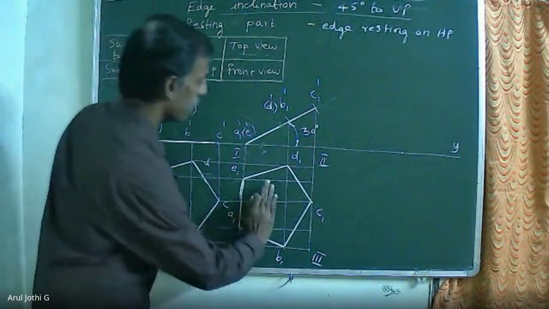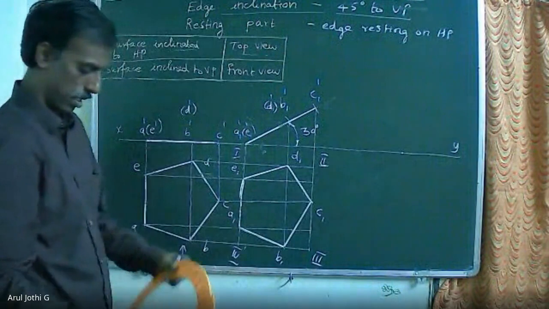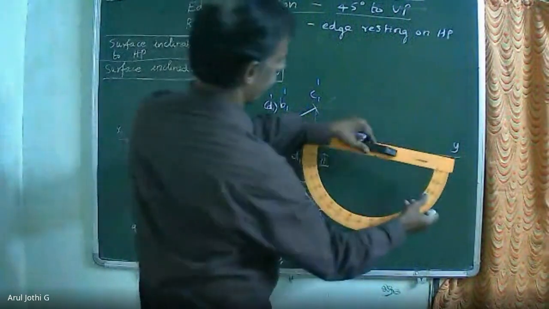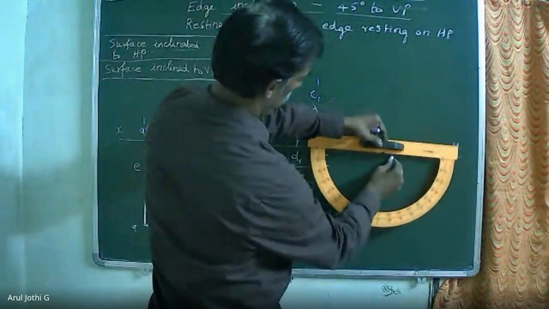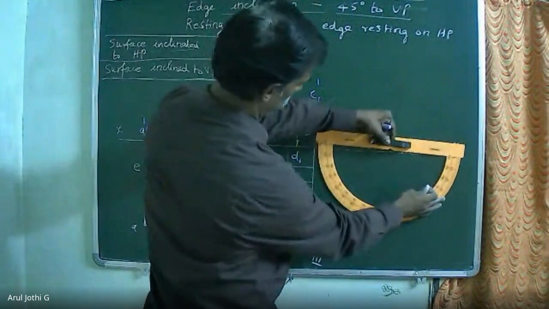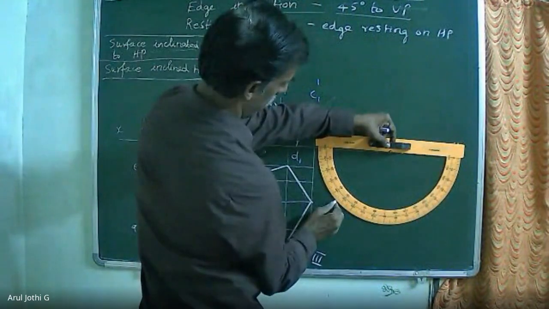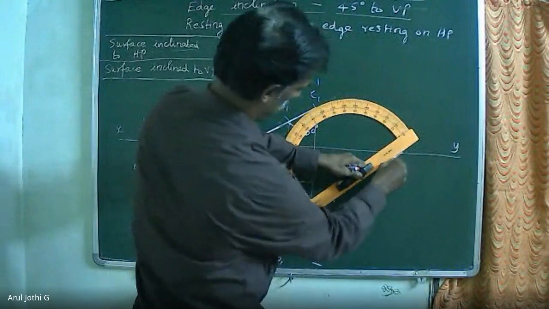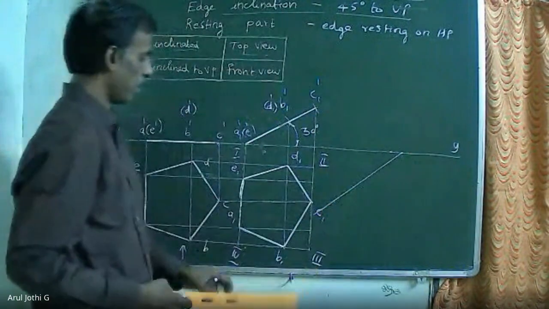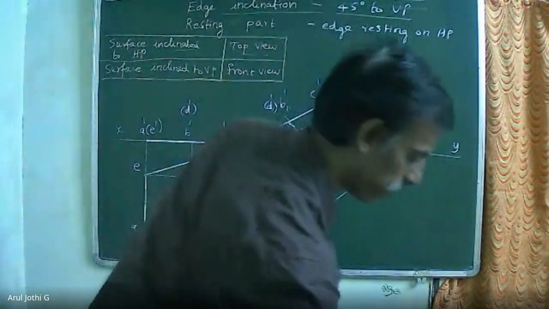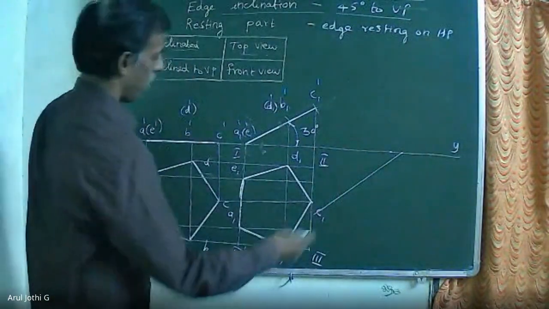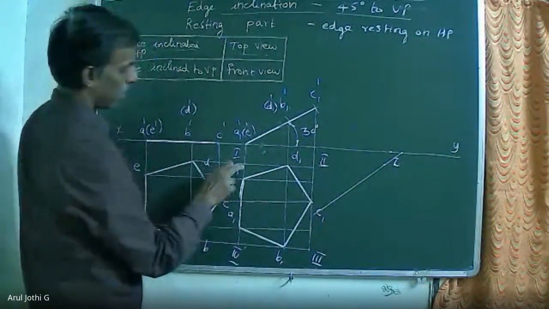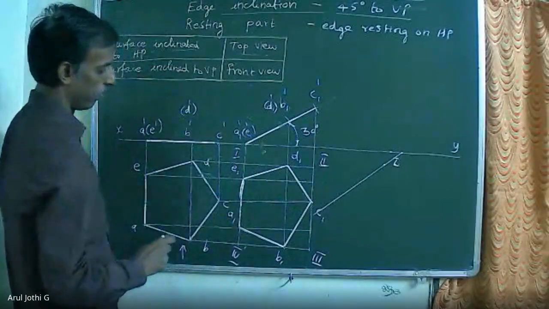So this top view I am going to rotate in such a way that it is inclined 45 degrees to VP. Now mark one point here and draw the 45 degree line. On this line, I am going to transfer all the parts of the second stage top view. Now randomly mark one point. This will be the corner point of the rectangle 1, 2, 3, 4.